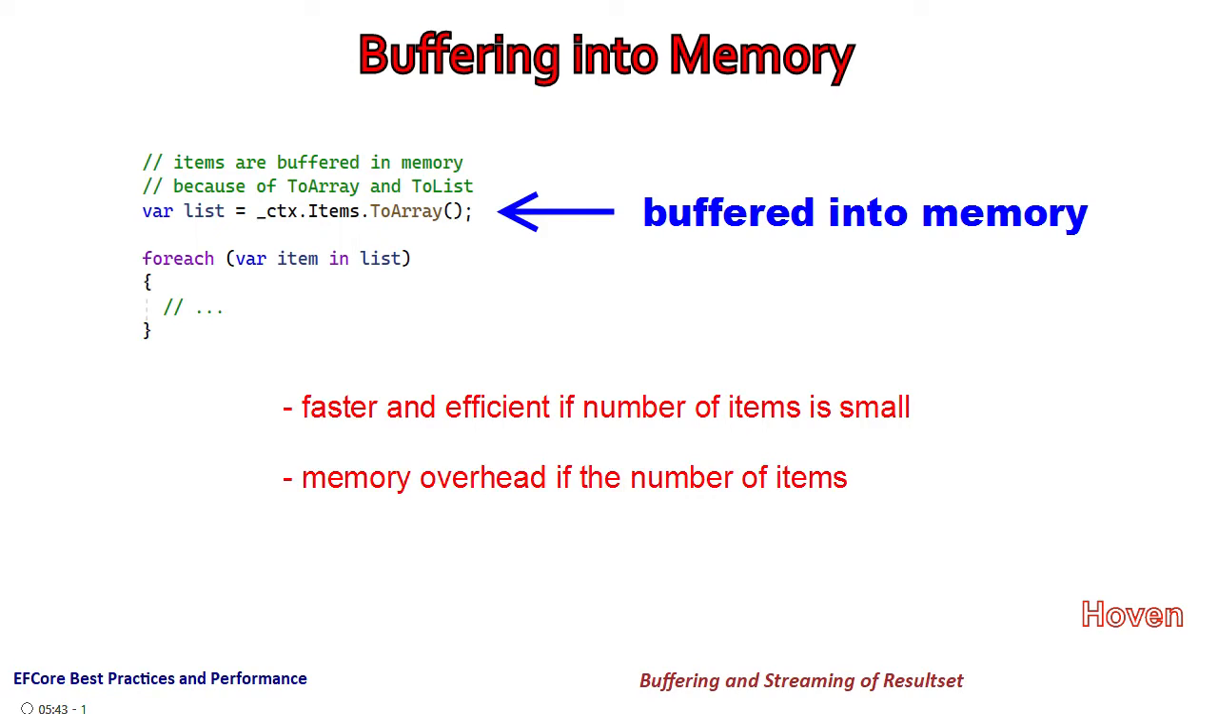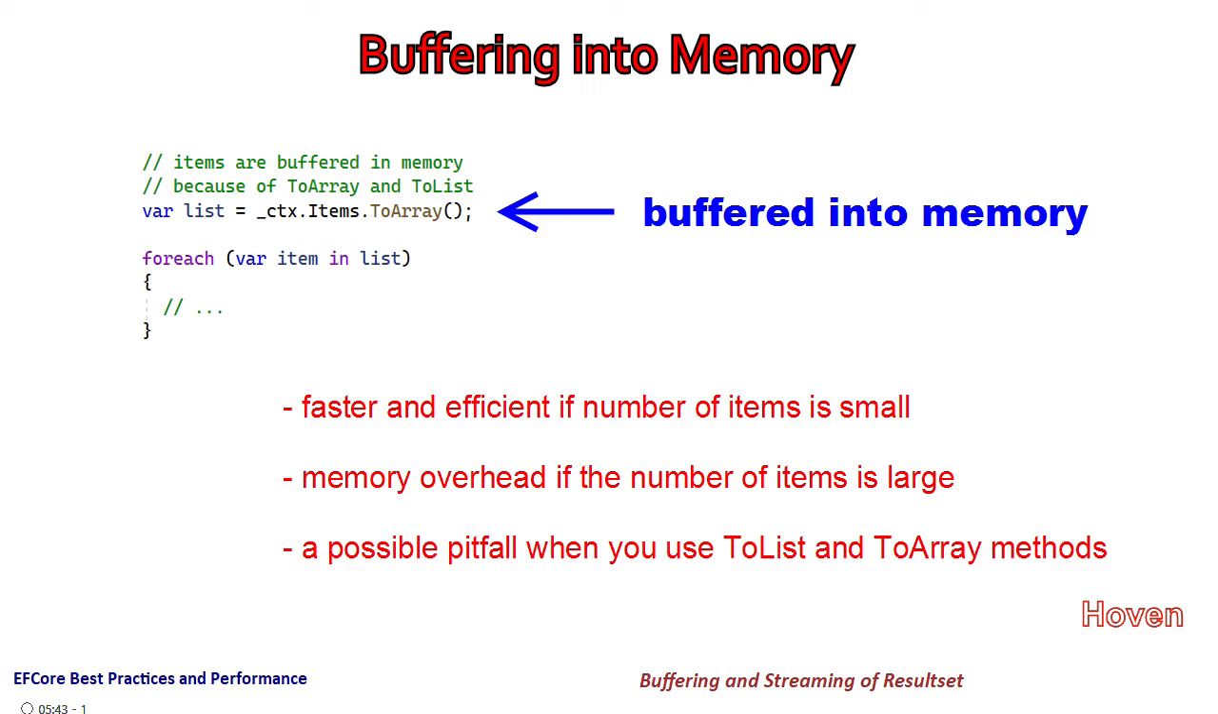But if the number of items is large and each item is heavy, then it will have a memory overhead. Memory requirements could increase, leading to a fall in performance. So you should be aware of a possible pitfall when you use toList and toArray methods. If your result set is large, then streaming will be a better option.